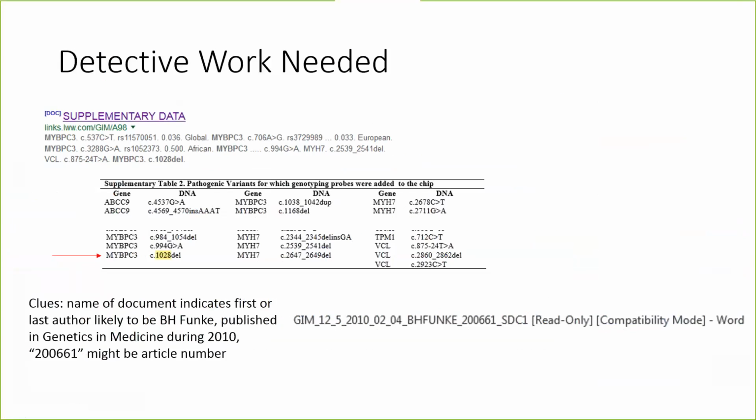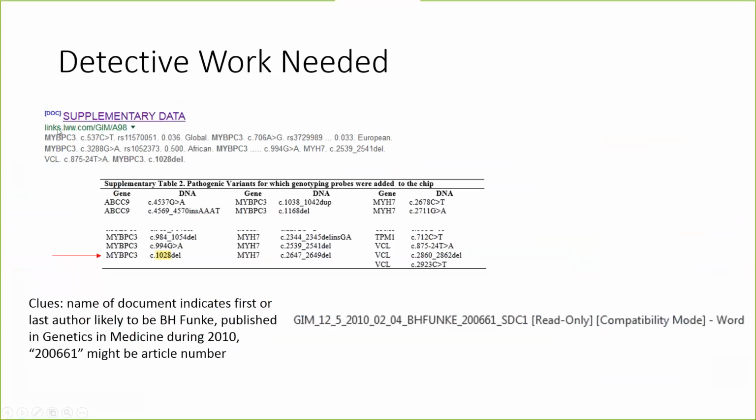Sometimes on our Google search hits, we get a mystery document that appears to be very helpful. This one over here is what you see in your search terms. It's supplementary data, a Word document, and it looks to contain our variant of interest. Okay, cool, that's our gene, that's our variant. But you really have very little information as to what article this came from. So in some areas we can find some clues.